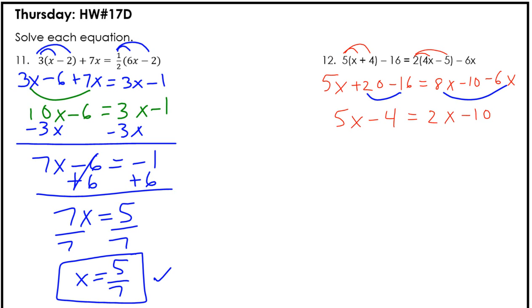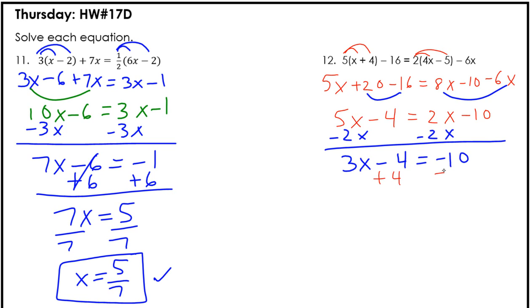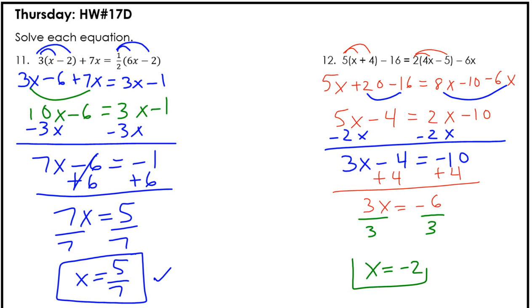And let's see. I'm going to subtract 2x here to try and keep my variable positive. And then I'm going to add 4 to both sides to get my variable isolated here. And then I'm going to divide both sides by 3. And it looks like we're done.